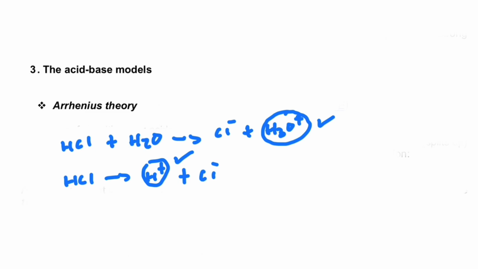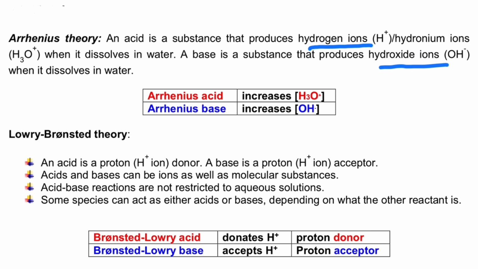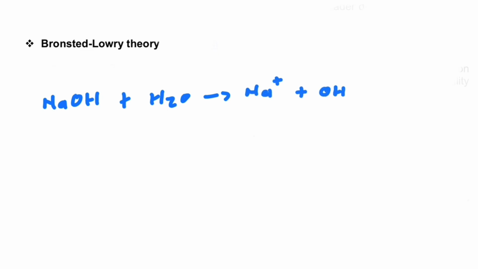Let's go ahead and take a look at a base once more. So we said that a base is a substance that produces hydroxide ions or OH minus when it dissolves in water. So which base can we use? Let's take NaOH. We're going to come across this base so many times. It is sodium hydroxide. So NaOH, let's dissolve it in water. What are we going to get? We're going to get Na plus plus OH minus. This is a base. When dissolved in water, it produces hydroxide ions.